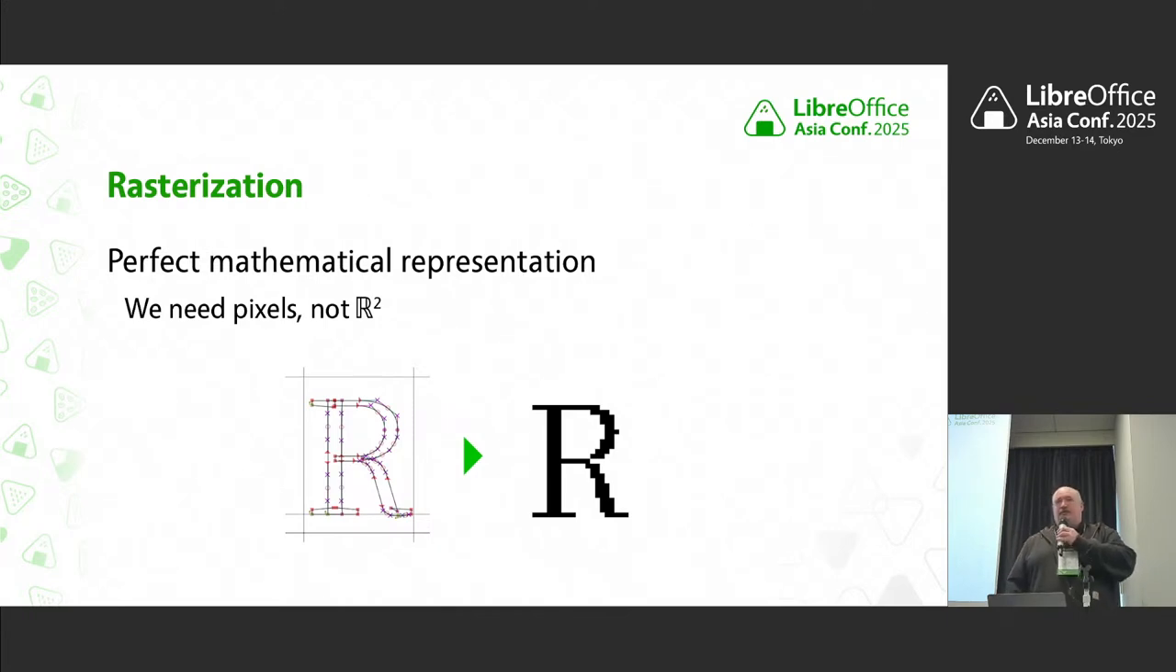Now, computers don't know how to actually draw vector graphics. All of our displays use pixels, so we need to convert our vector graphic to pixels in order to actually draw it. When we convert a vector graphic to pixels, it's called rasterization.